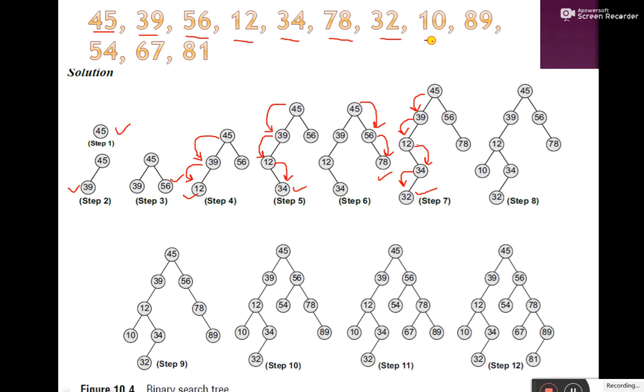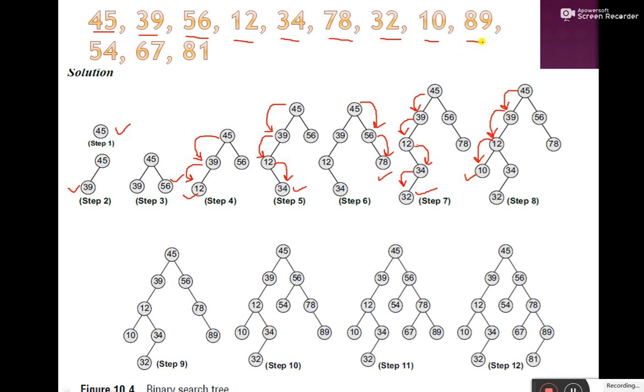Now the next element is 10. This is less than 45, so we are going to traverse in the left subtree. We start from the root node and get the left child 39. 10 is again less than 39, so we move towards 12, which is the left child of 39. 10 is less than 12, that's why 10 will be the left child of 12. So 10 is added here.